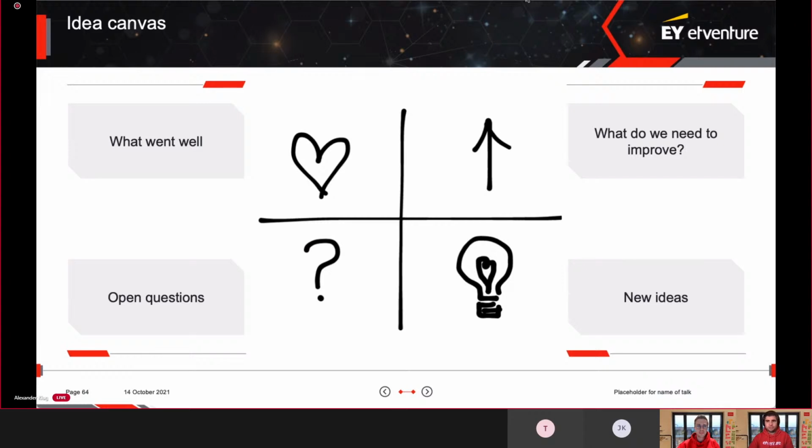Open questions. Usually users are asking, okay, what should I do here? Do I need to scroll? Do I need to do that? What is that meant by? Write these questions down, because this helps you make your UX design or your product more understandable. And new ideas: sometimes a user says, oh cool, it would be nice to have a map here, or it would be nice to see this or that. Write that down and improve your product or service on that.